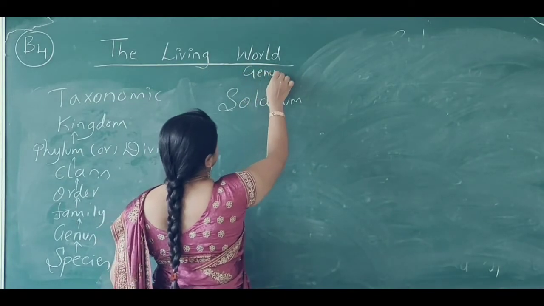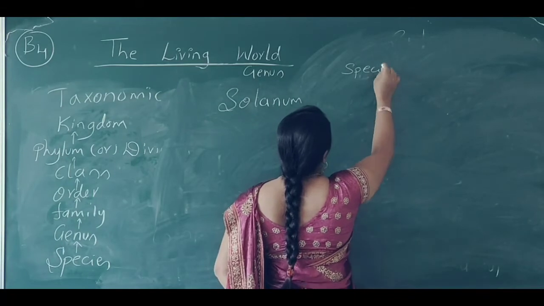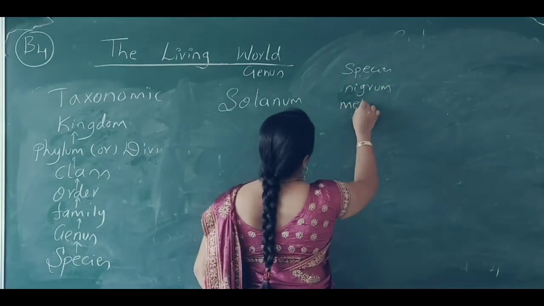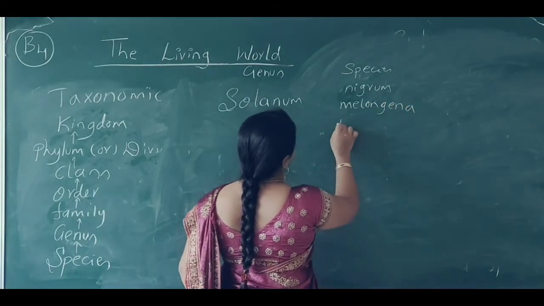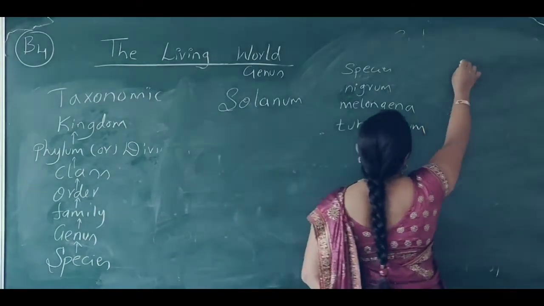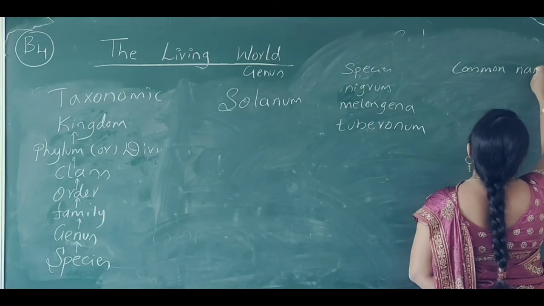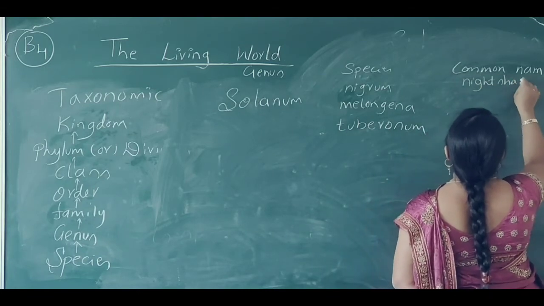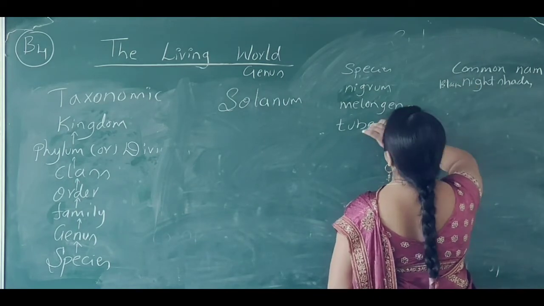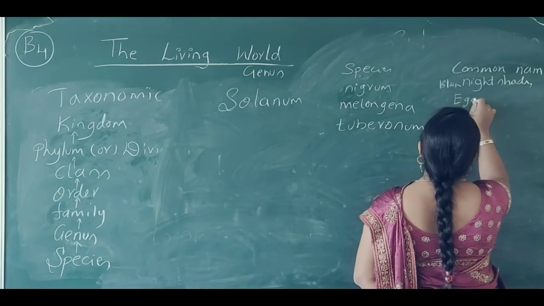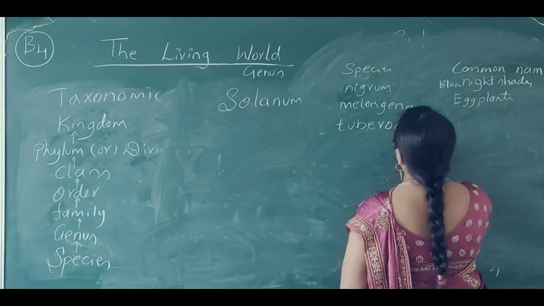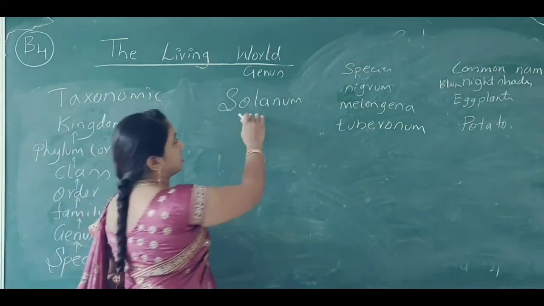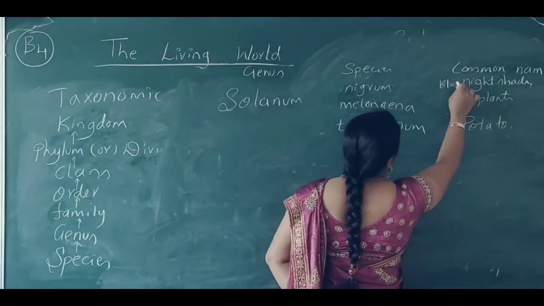This is the genus name, and here I'm writing the species names, and here the common names. Solanum nigrum is black nightshade. Solanum melongena is eggplant or brinjal. Solanum tuberosum is potato. So how do you have to read these? Solanum nigrum, this is the scientific name for black nightshade.